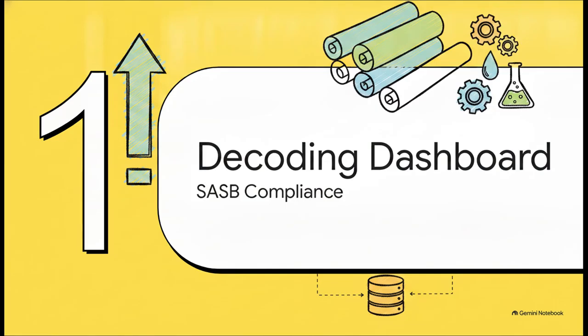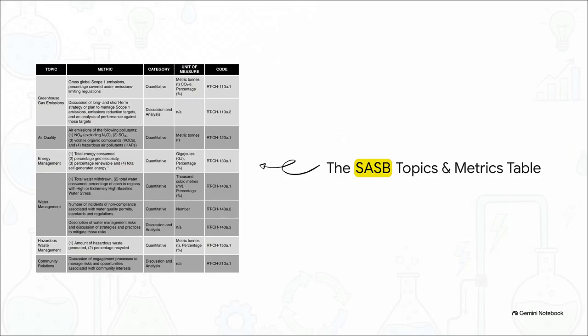Section 1. Decoding the SASB dashboard. Okay, so the entire foundation of our compliance dashboard really relies on two specific SASB metrics. We're looking at RT-CH-130a.1 for energy management and RT-CH-140a.1 for water. And listen, these aren't just vague guidelines. They are exact blueprints. Because the chemical sector faces intense scrutiny over its fossil fuel reliance and immense water usage, this table provides the precise formula you need to track inputs transparently across the entire industry.